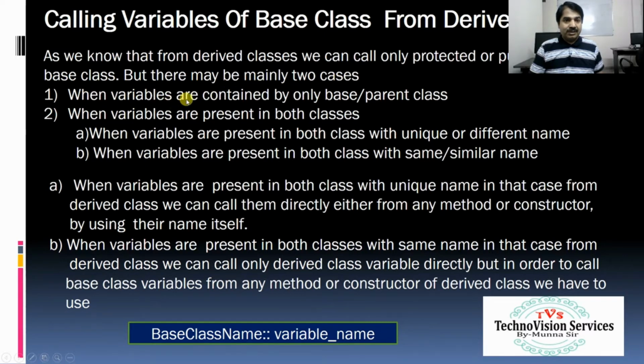First, when variables are contained by only base class, or we can say parent class. Second case may be when variables are present in both classes, means parent class as well as in child class. So further, when variables are present in both classes, then there may be two situations. First one is when variables are present in both classes with unique or different names. Second, when variables are present in both classes with same or similar name.